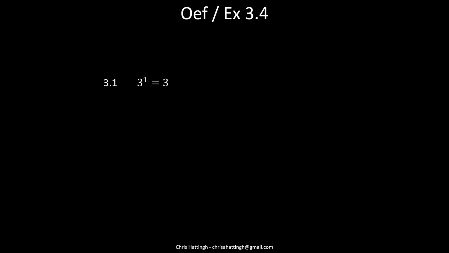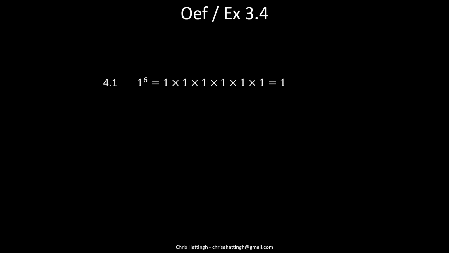Number 3, greater or smaller than or equal. So number 3.1, they are equal. 3.2, 4 is smaller than 4 to the power of 2. 3.3, 5 to the power of 4 is greater than 5 to the power of 3. Number 4, 7 to the power of 6 is smaller than 7 to the power of 7. And number 5, 10 to the power of 10 is greater than 10 to the power of 8.